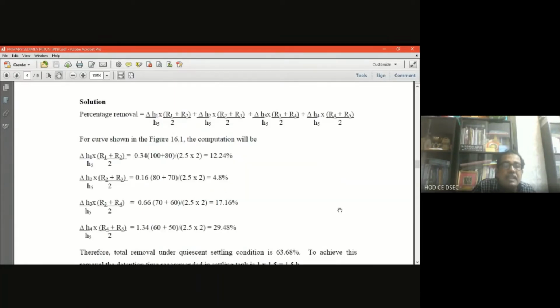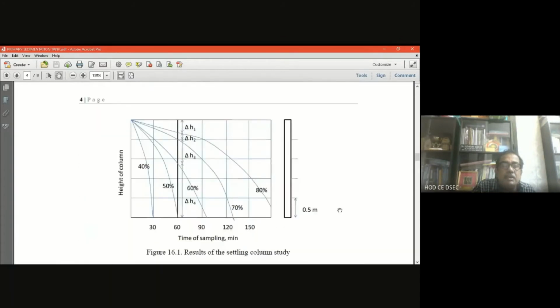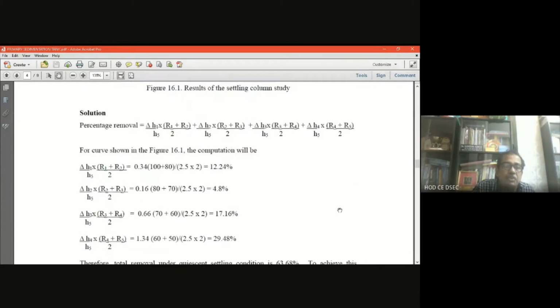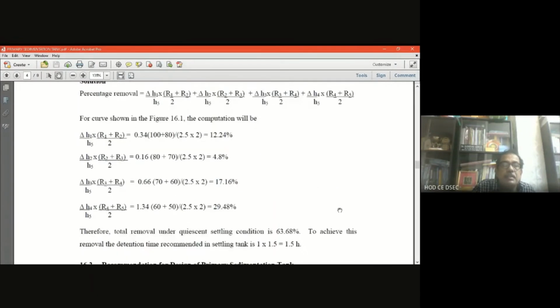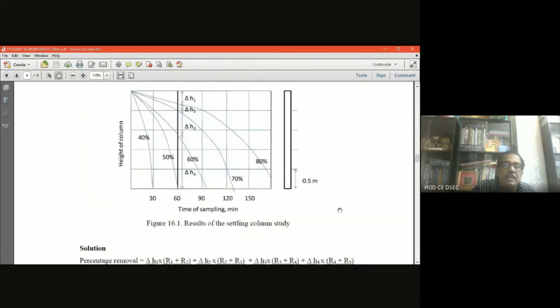And the last one is delta H4. What is this? This is 1.34, because the bottom two slots are 0.5 and 0.5, and then in the balance 0.5 slot you have already taken 0.16, so the balance is 0.34. So the total is 1.34, the H4. It covers R4 and R5, which are 60 and 50, the percentages given on the curved line. So you have to take the average of these two.